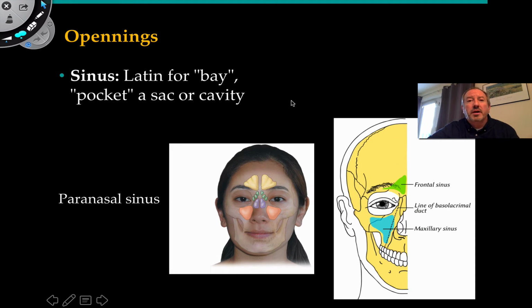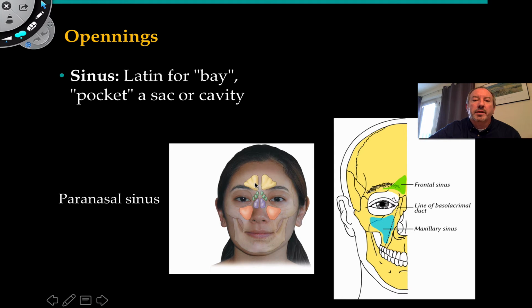Openings. Now, most of us are familiar with openings. Like, for example, if I mention sinuses, you would already know what I'm talking about. Sinuses are these sacs or cavities from the Latin, meaning bay or pocket. And one of their main functions is to lighten the sheer weight of the skull. And so we have these sinuses.